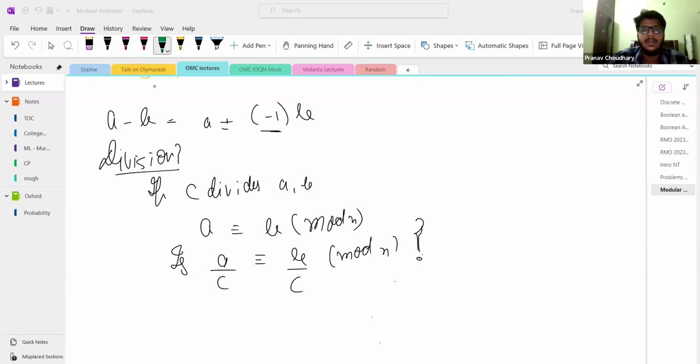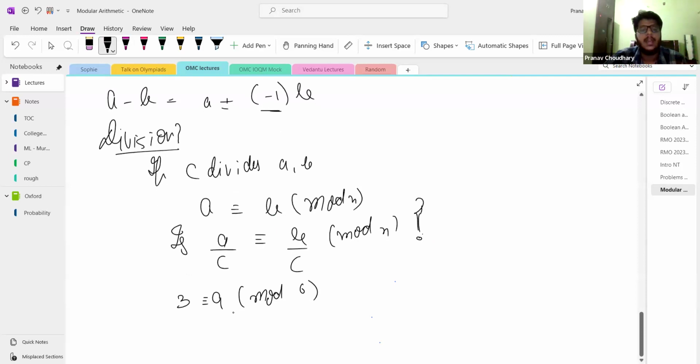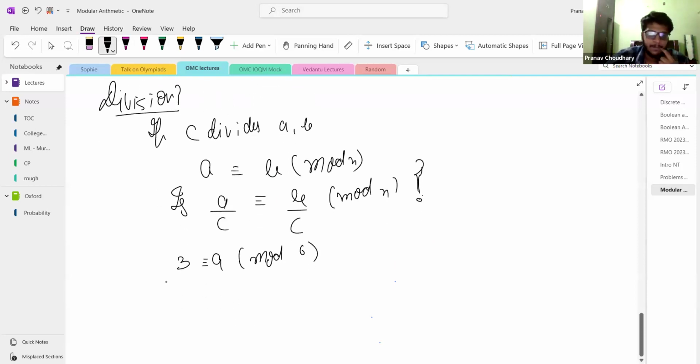That's fine. So basically, I'll just take some of what someone said, Mandar. Let's say we know that 3 is congruent to 9 mod 6, right? And I divide by 3. If this is true, then 1 should be congruent to 3 mod 6. But this is clearly false, right? So this thing is not true.